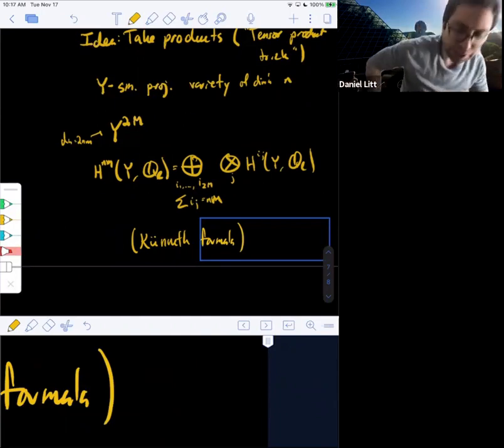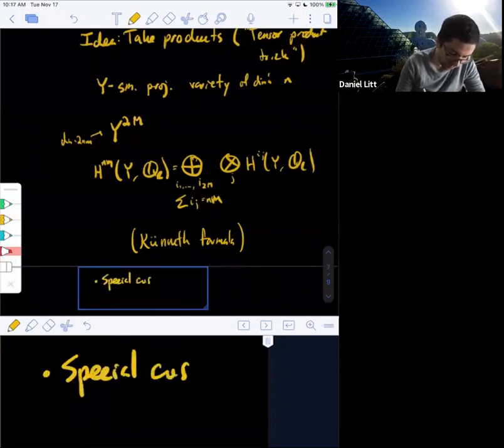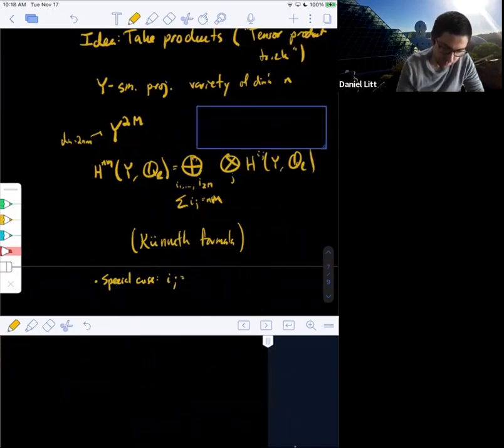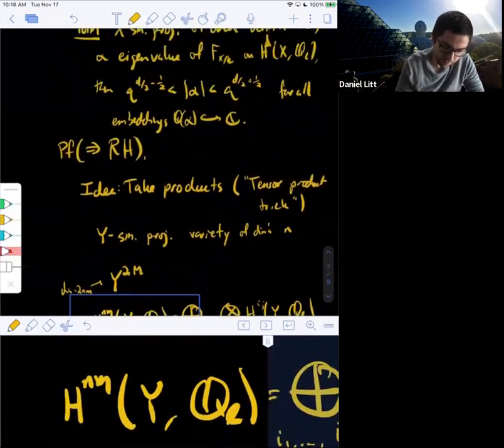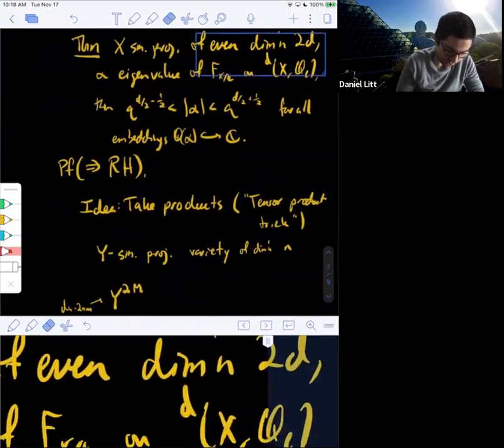So before we prove the general case, let's just look at a special case. A special case is that all the ij's equal to... sorry, this should be dimension 2D. This should be in degree 2D. Sorry, I meant the middle cohomology here.